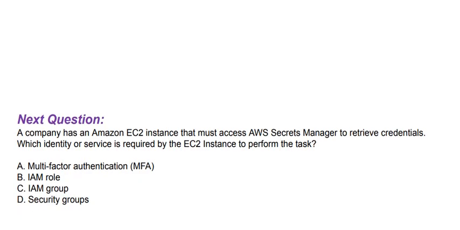Next question is, a company has an Amazon EC2 instance that must access AWS Secrets Manager to retrieve credentials. Which identity or service is required by the EC2 instance to perform the task? Option A, multi-factor authentication. Option B, IAM role. Option C, IAM group. And option D, security groups. The correct answer is option D.